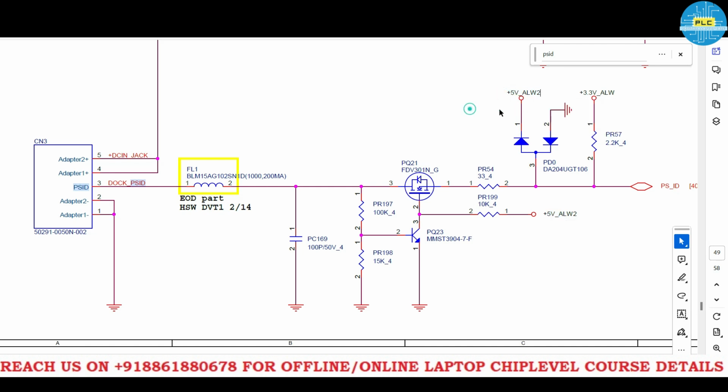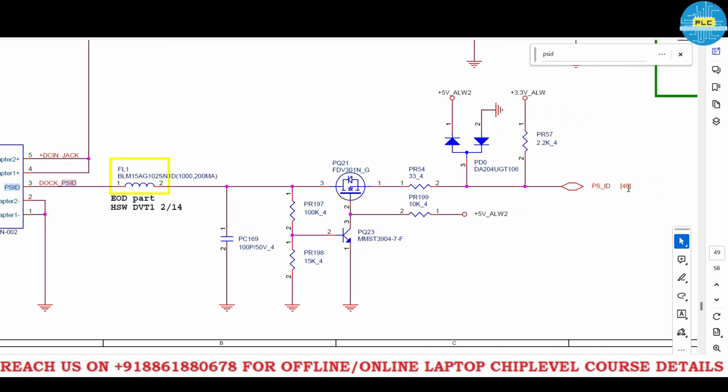How? That I will tell you later. And here it's a 3.3 volt supply. The main thing is the 2.2k resistor, here a 33 ohms resistor, and finally PSID will go to Super IO. It's page number 40, Super IO.